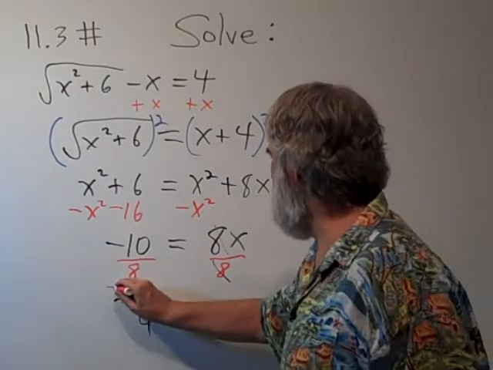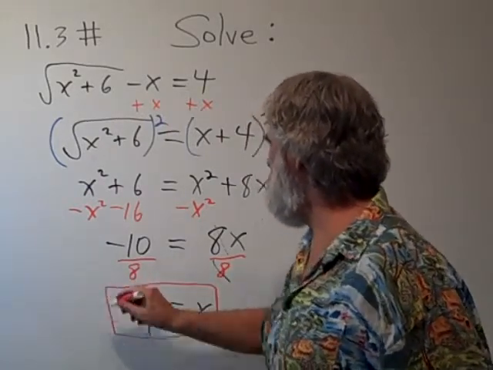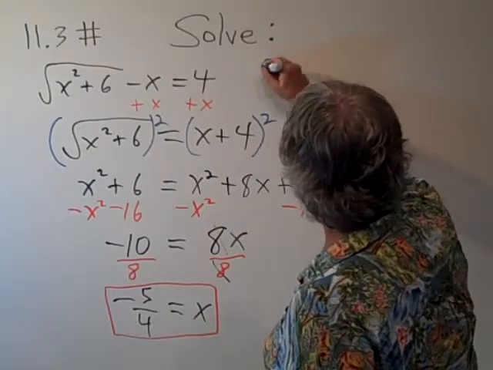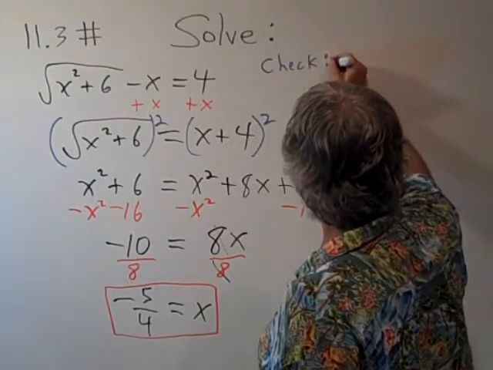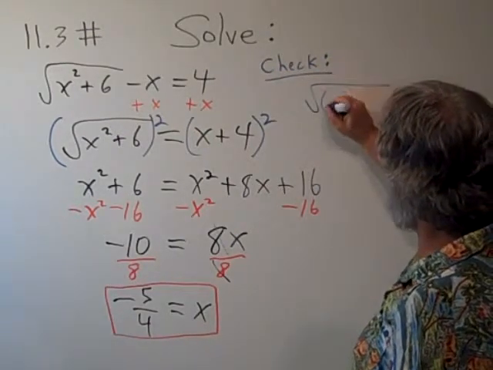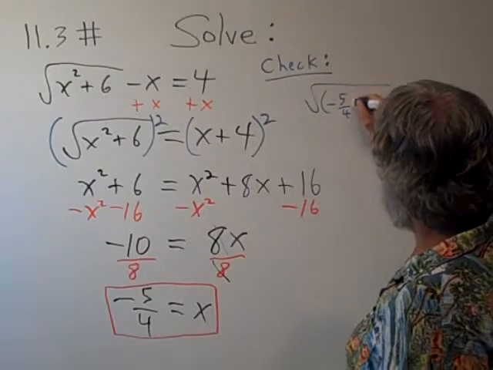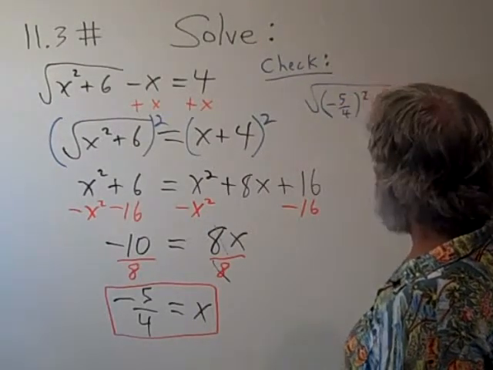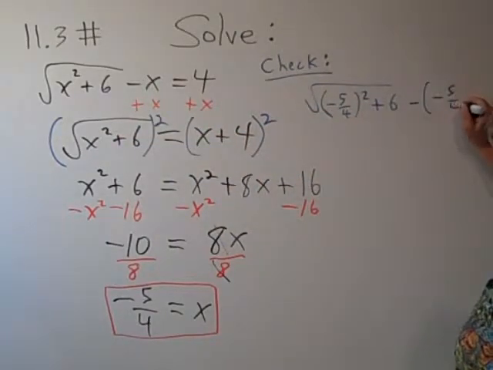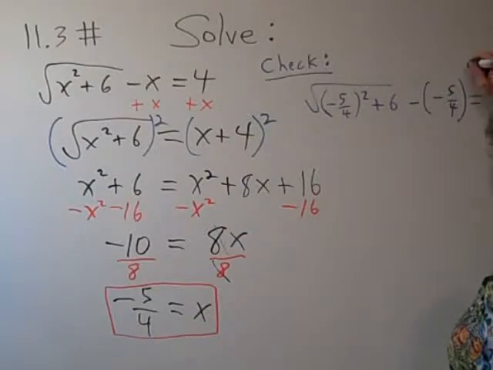We still have to check that this really does work in our equation. So let's now check this. See if it works. So is it the square root of negative 5/4 squared plus 6, then minus negative 5/4? Does that add up to 4? Does that really add up to 4?